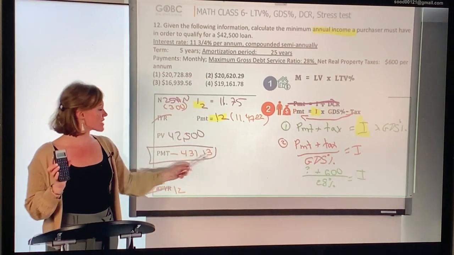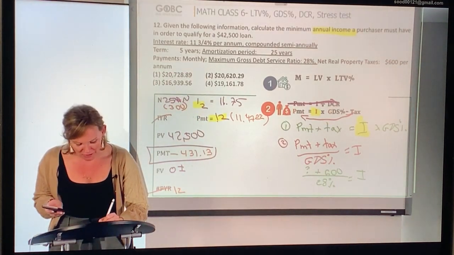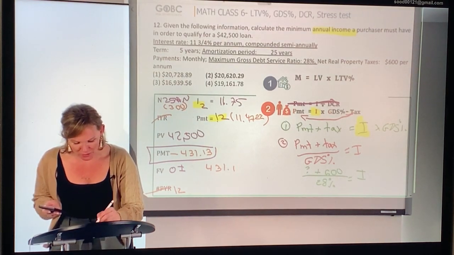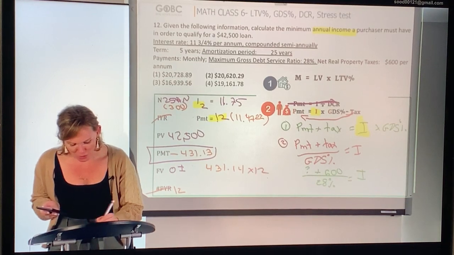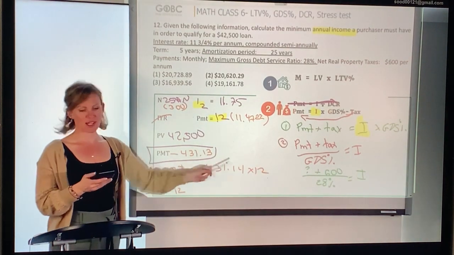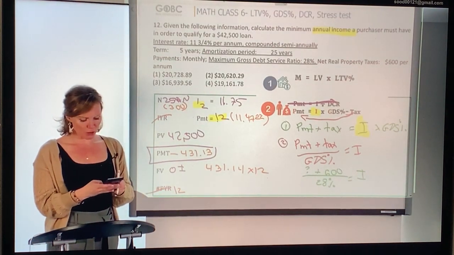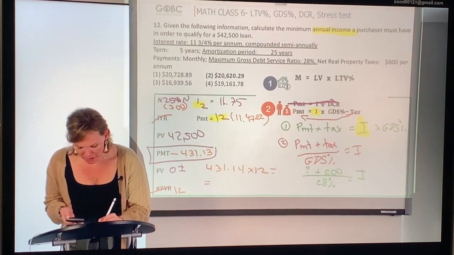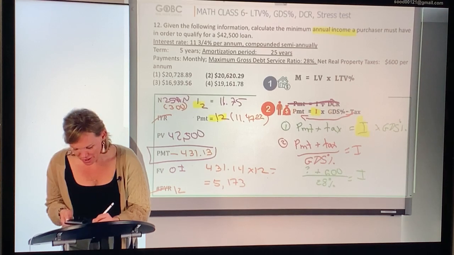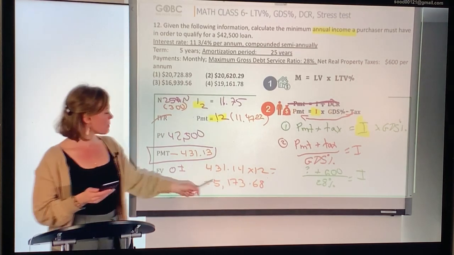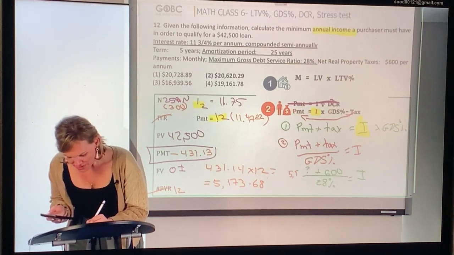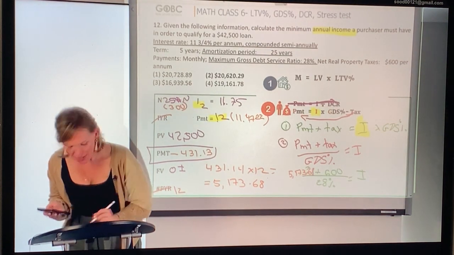So what do you do? On top of your screen, you go for the next highest cent. And when you do that multiplication, make sure that you do it with a positive number. So instead of 13, you're going to do 14. Okay, so next highest cent times it by 12. So 431.14, which is next highest cent, times 12, press equals. The payment came up to 5,173.68. And that is the payment. We're going to put it right now into this formula.